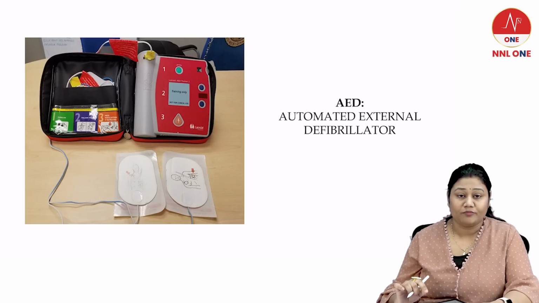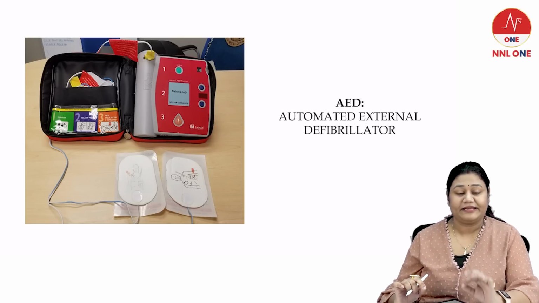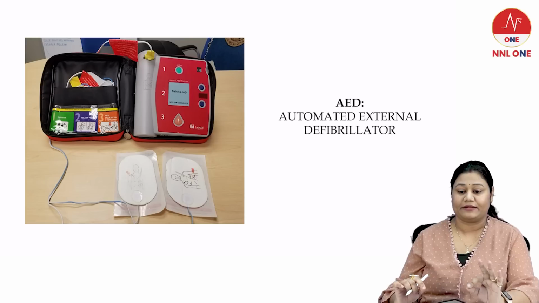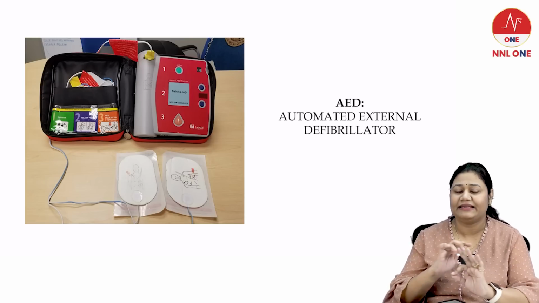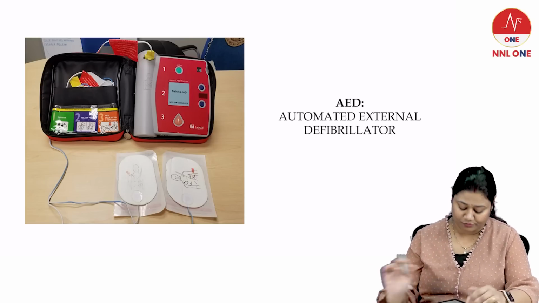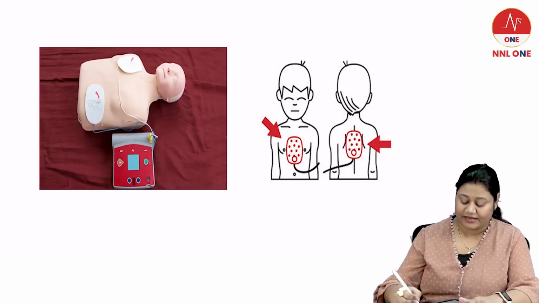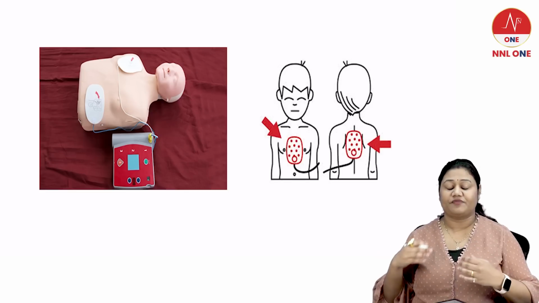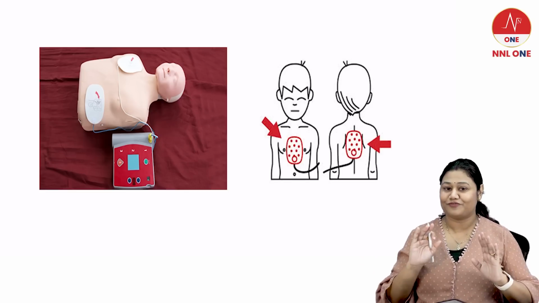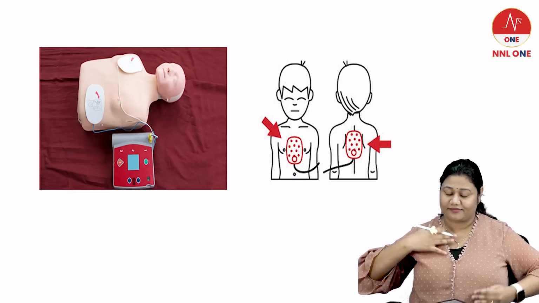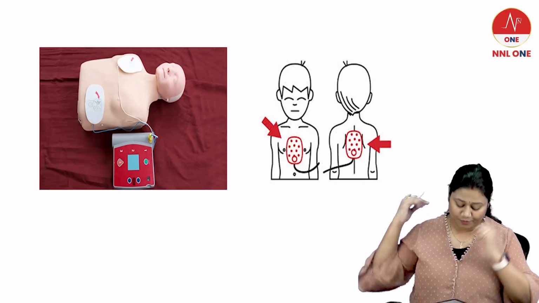This is the automated external defibrillator, the AED machine, that you can use in the CPR process, and any layman can use it, because this is an automatic machine. Where will be the pad placement? In case of adult, it is anterior lateral. In case of pediatric, it is anterior posterior.